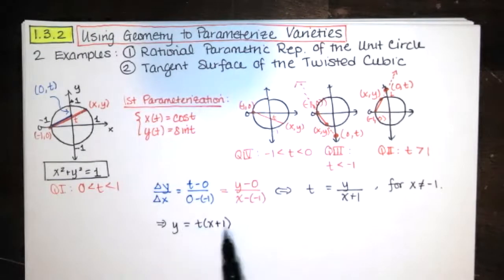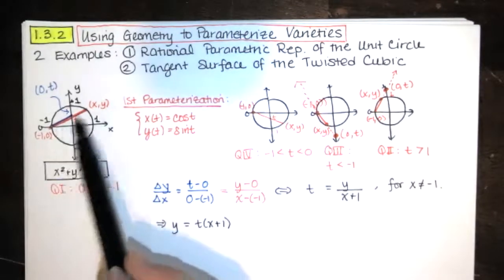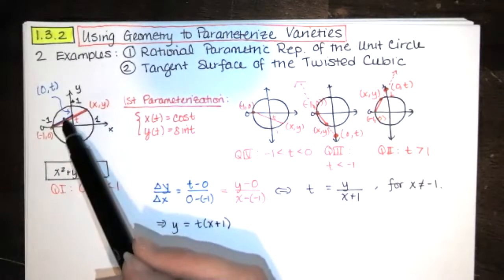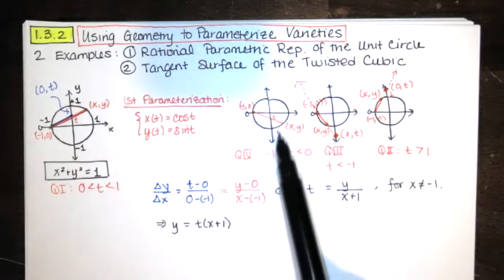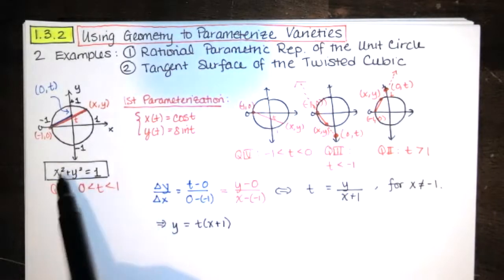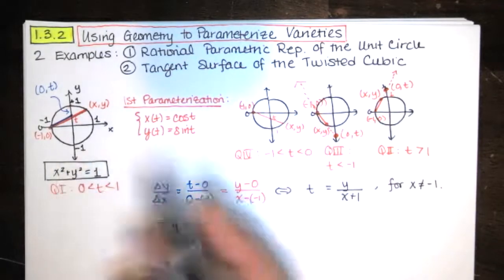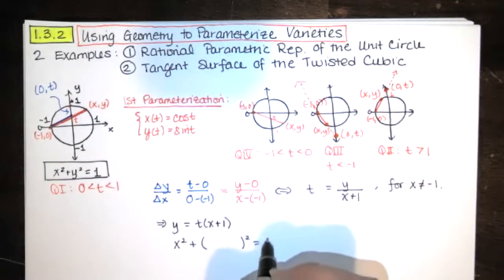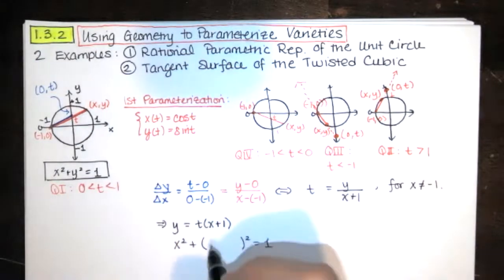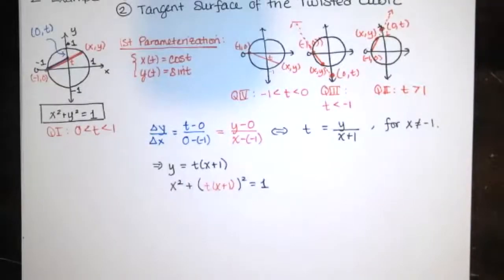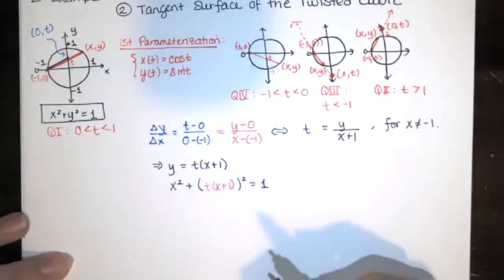So that's the approach. We're making this choice, which is a clever choice, and then we're setting the slopes of these two line segments equal to each other, which would be exactly the same for any of these other pictures. And then we replace y with t times the quantity x plus 1 right here. So we have x squared plus y squared equals 1. And now we've got an equation involving x and t only, and we solve this equation for x.